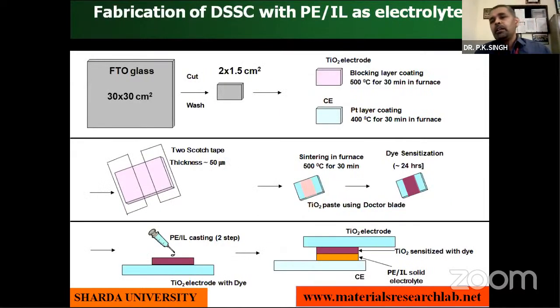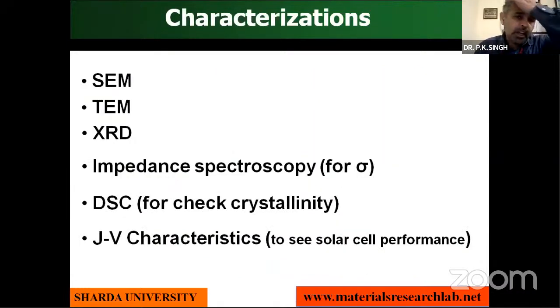So we are using our ionic liquid doped polymer electrolyte directly in the electrolyte area, between the two electrodes. This is a schematic diagram of how we are making a dye-sensitized solar cell in our own material research laboratory at Sharda University. This portion is the electrolyte sandwiched between two electrodes. The electrodes we have already synthesized, and it is already popular in literature. Particularly, we are working in the electrolyte area, where we are using ionic liquid polymer electrolyte.